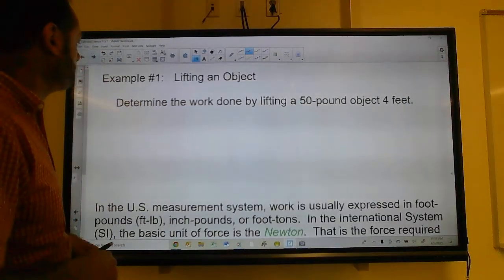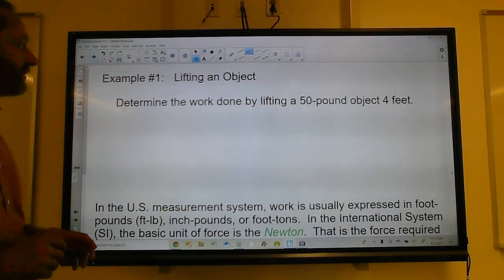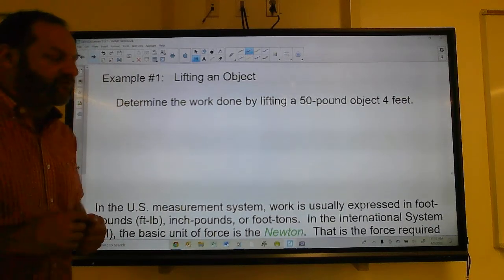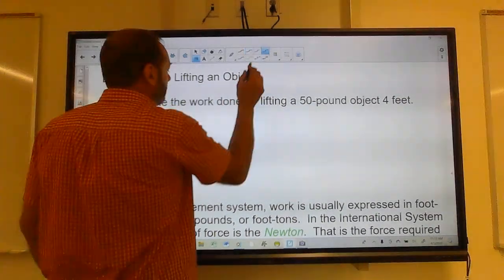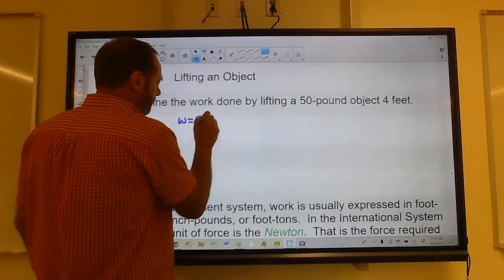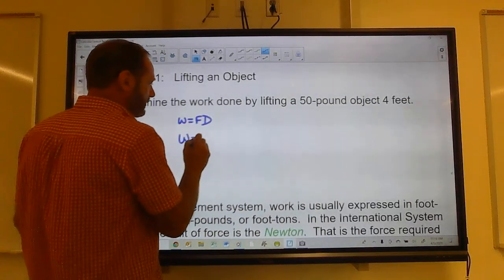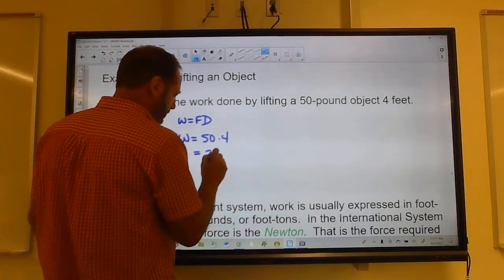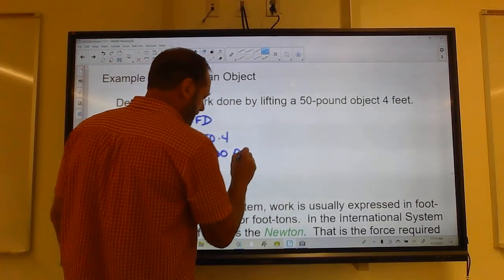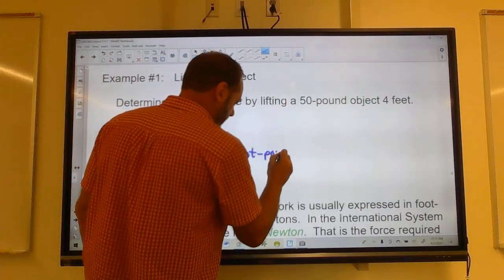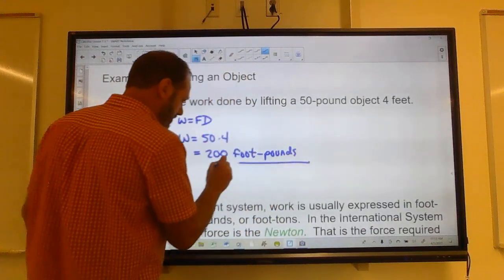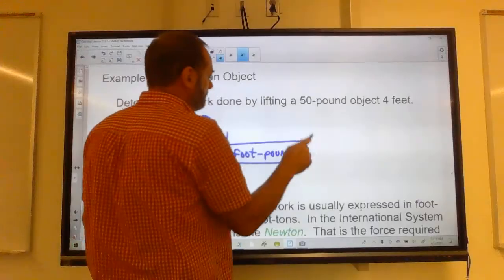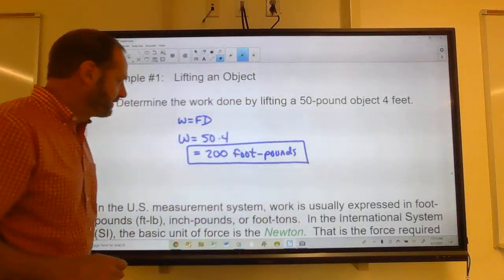Okay? All right, lifting an object. So determine the amount of work done by lifting a 50-pound object 4 feet. All right, this is really simple. So this is simply work equals force times distance. So work is going to be 50 times 4, which is 200, and it's measured in, wait for it, foot-pounds. All right, you should never get a problem like that wrong. Very simple.